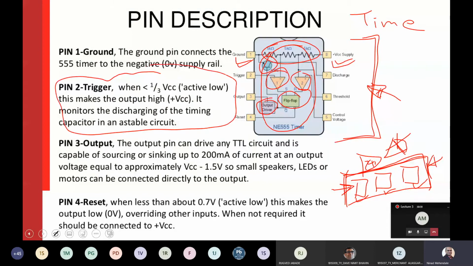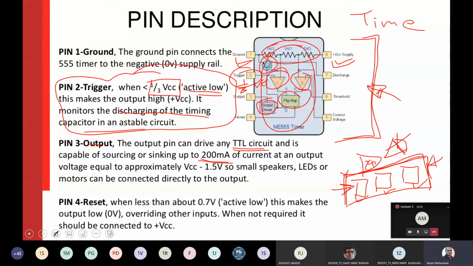trigger pin. Here we say it is active low because when the input is less than 1/3 of VCC at this particular pin, that makes the output high. So it monitors the discharging timing of the capacitor in an astable circuit. So basically, pin 2 is associated with 1/3 of VCC. Then pin 3 is the actual output pin of the IC. It can drive any TTL circuits and is capable of providing 200 milliampere. So remember, if you have a motor of 160 milliampere, you can directly connect it to IC 555 without any driver.